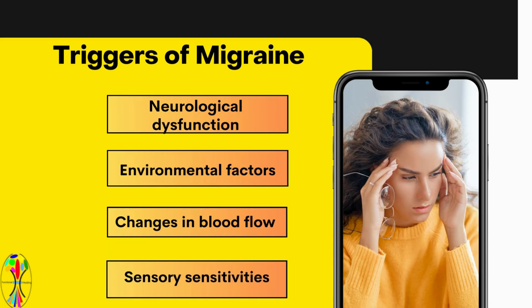So let's talk about the triggers for migraine because these are extremely important and they give us a clue as to why the brain is actually malfunctioning. We now know that migraine is a result of inflammation of the brain cells. And so the question is what is causing that inflammation leading to the malfunctioning of the brain?